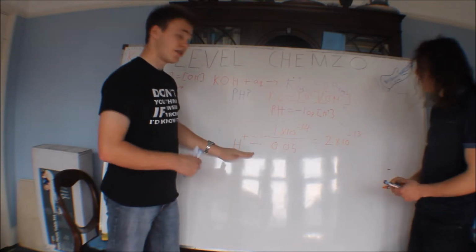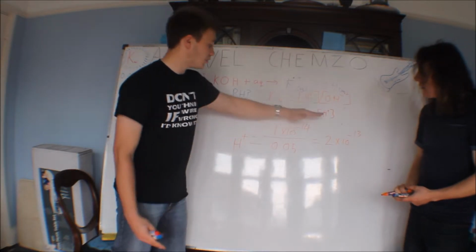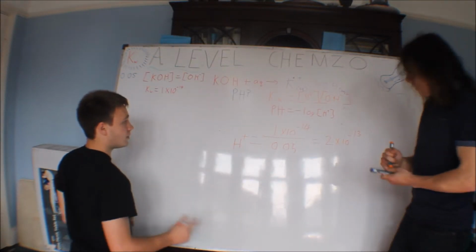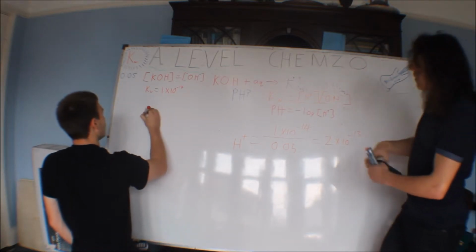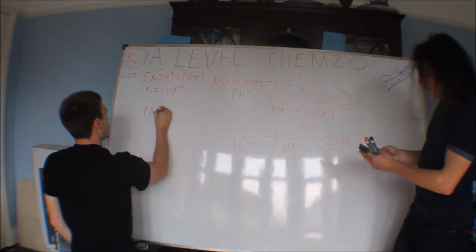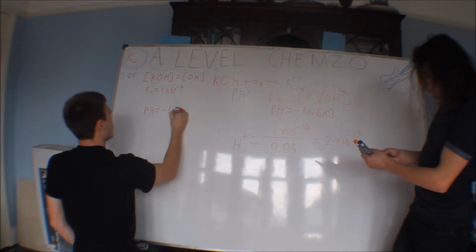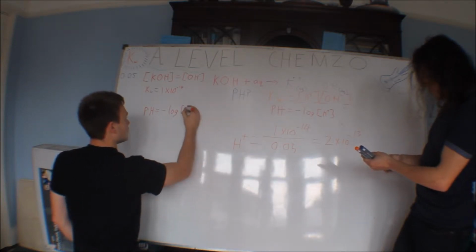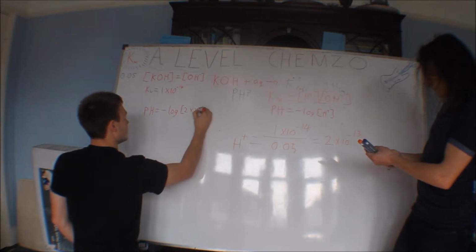But we're not done. That's found the concentration of H plus, so we can now do the next step. This we will need a calculator for. I'll put it in. So pH equals minus log to the base 10, which is just the log button, of your H plus. We'll just work that out for 2 times 10 to the minus 13.